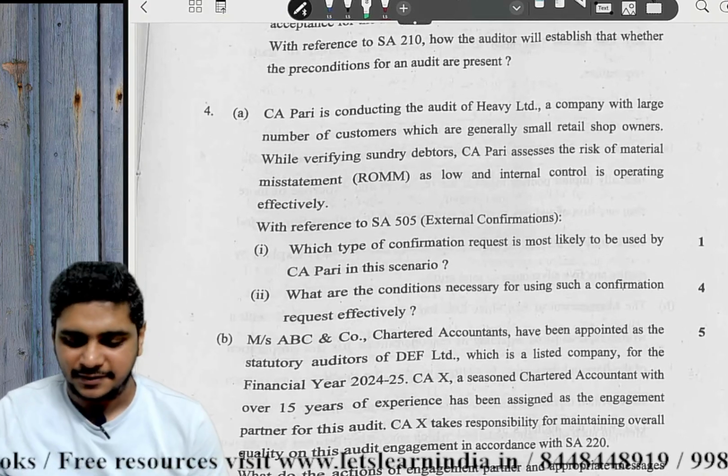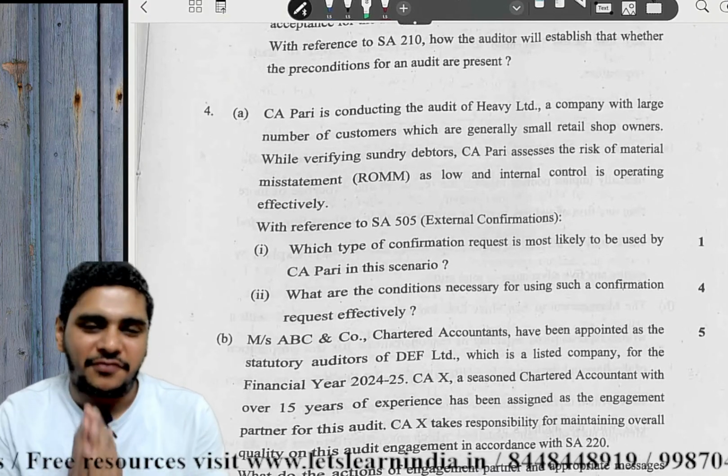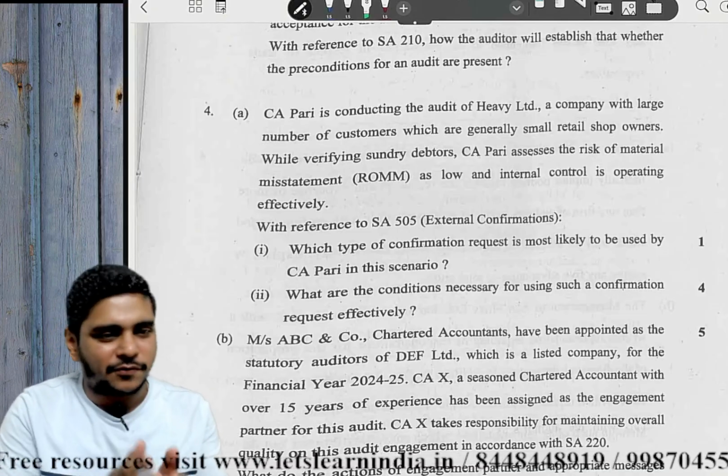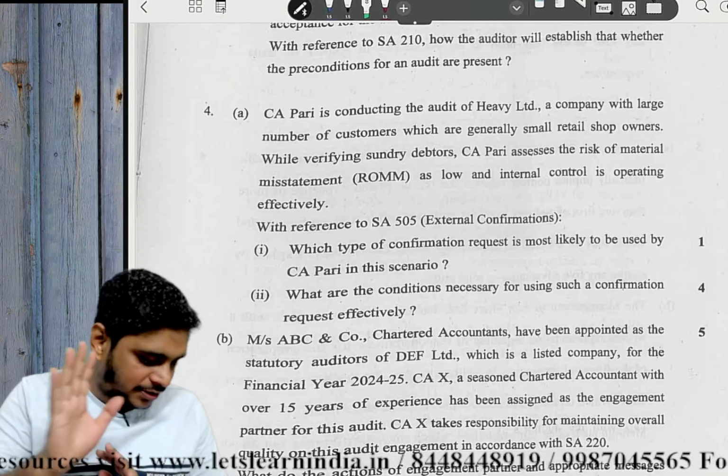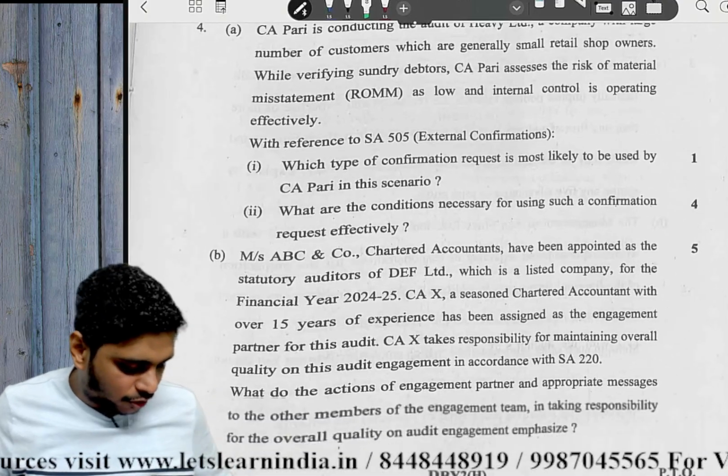It is direct. See, paper questions are very easy, whether it's a direct question or a case-based question. In the case-based also they will frame a story. Now see, one question is this. So you will know what to write.